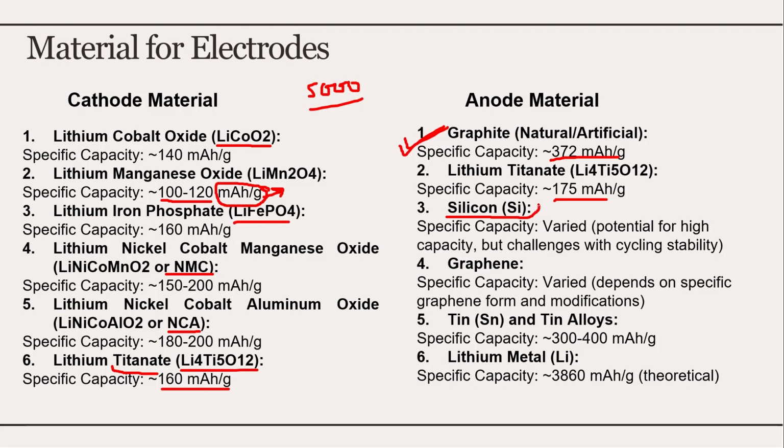This is a very important material where scientists are doing a lot of research, to use silicon as an anode material. A percentage of silicon we can blend with the graphite to use as an anode, but we can't use pure silicon because it has an expansion issue during the process or during the life cycle. That's why we are not using it.